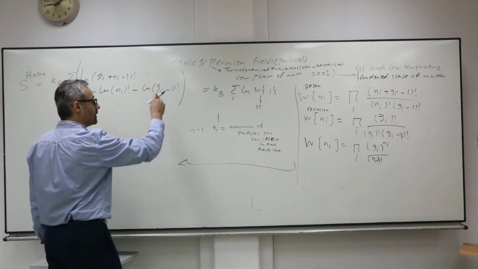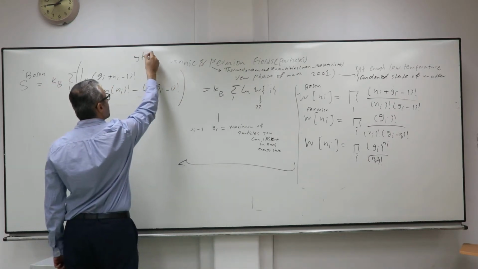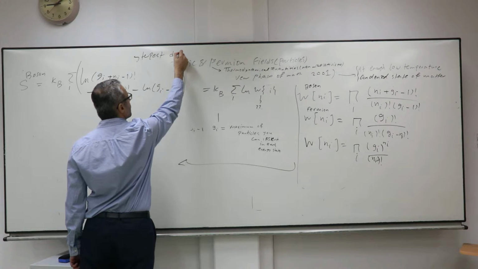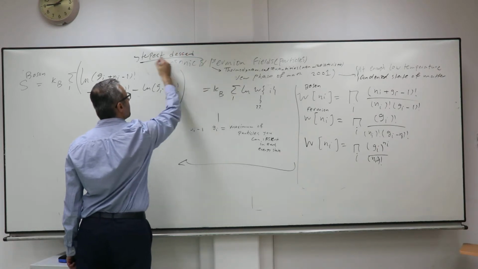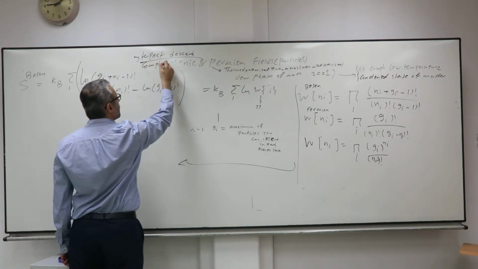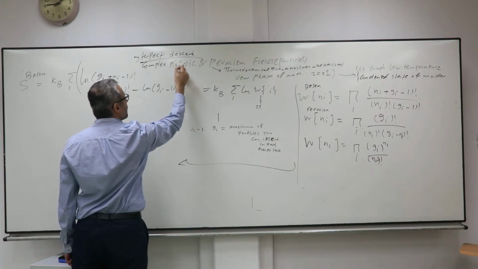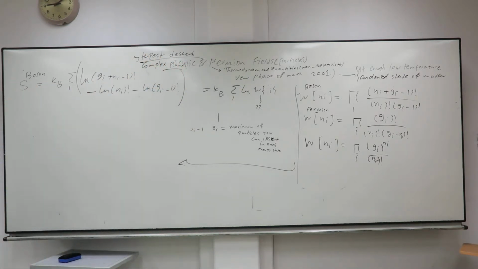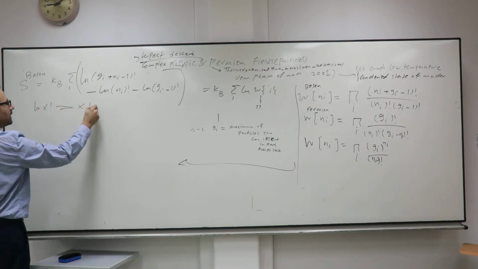The steepest descent method, but we didn't use that in the complex plane, because we don't know that, and I don't want to spend the time to explain that. We use the Stirling, so Stirling for x factorial is just x ln x minus x.